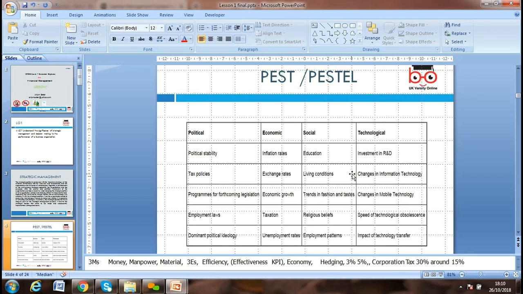We're looking at all this under the micro environment. Okay, next factor we're looking at is social factors: education, how many people are educated, and living conditions in a country. If people don't meet their basic needs, we need to look at which industry we are in. Trends in fashion, religious belief, or employment patterns, all this we look at under the social factors.